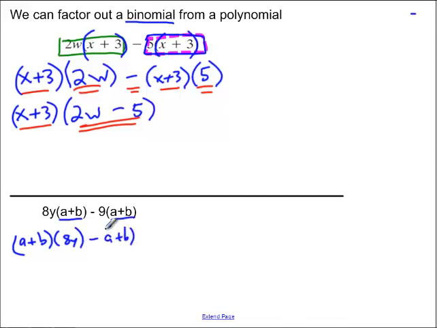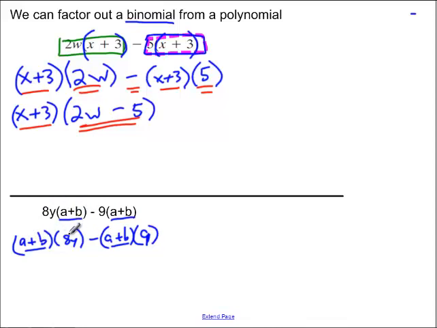So again, I'm just rewriting each of the terms in terms of a plus b as the greatest common factor and what's left. So 8y times a plus b is the same as this. A plus b times 9 is the same as 9 times a plus b. So really we've just factored it out and said, well, I'm going to rewrite this in terms of my greatest common factor and what's left.